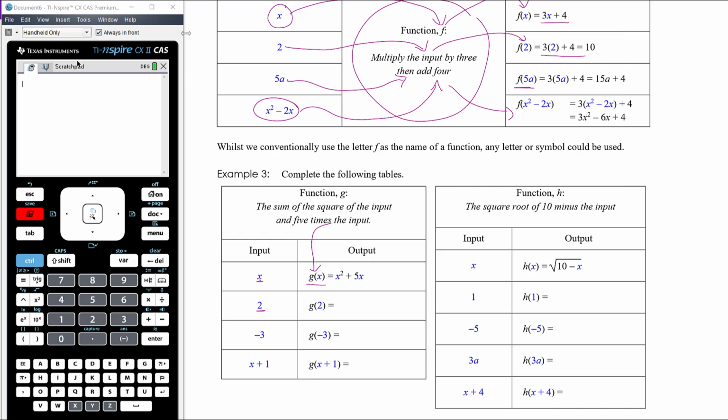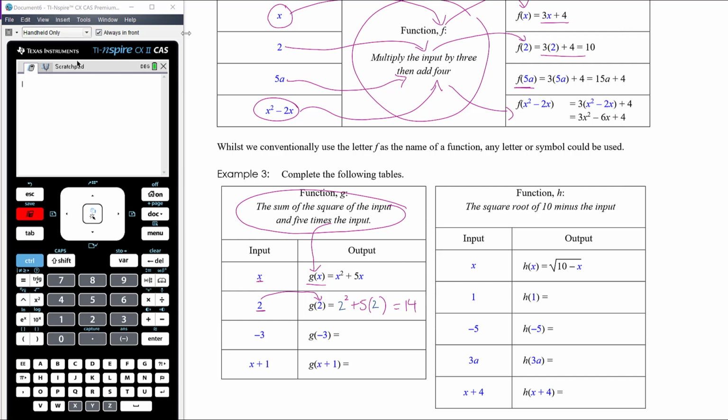If my input value is 2, I'm doing this rule to the number 2. So 2 squared plus 5 times 2. Okay, so that's 4 plus 10, which is 14.